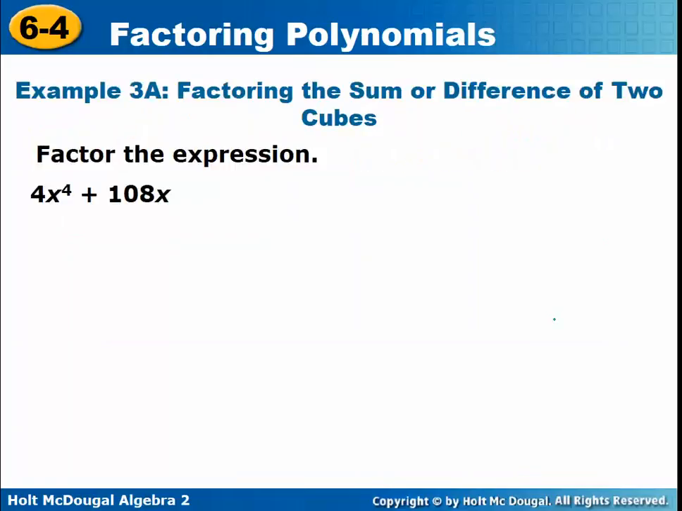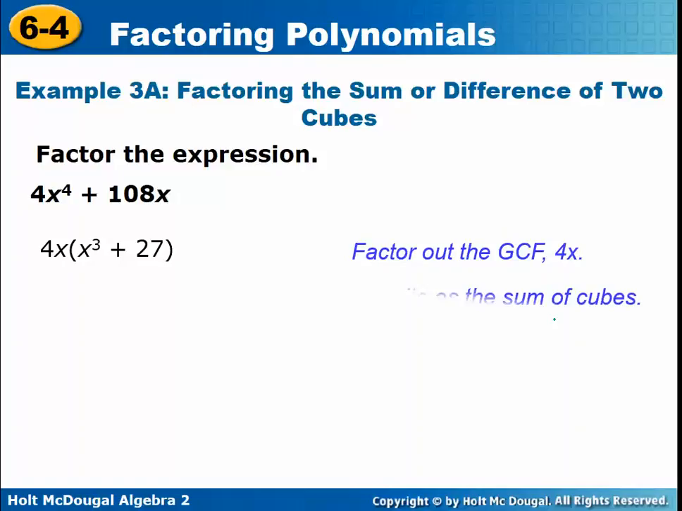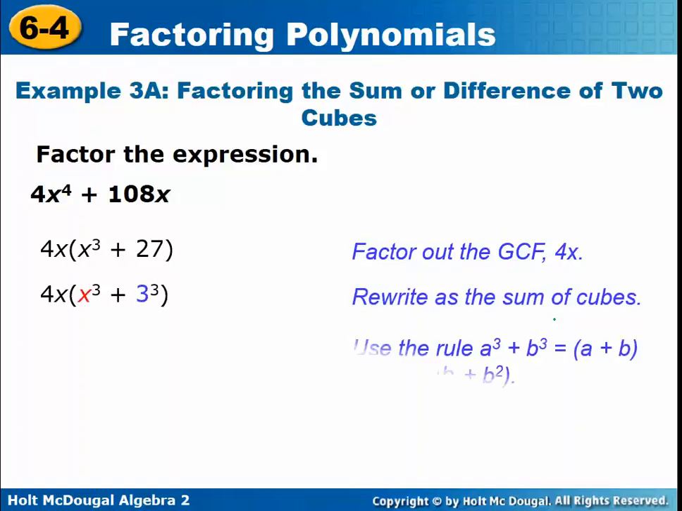Let's look at how we do this. First, this doesn't look like a cube, but there are common factors that we can factor out. Always check for common factors. In this case, there's a 4x in both of those terms, so we factor out the 4x, and we would get 4x times parentheses x cubed plus 27. Now you can see it does look like a perfect cube plus a perfect cube. So this is going to be the sum of cubes.